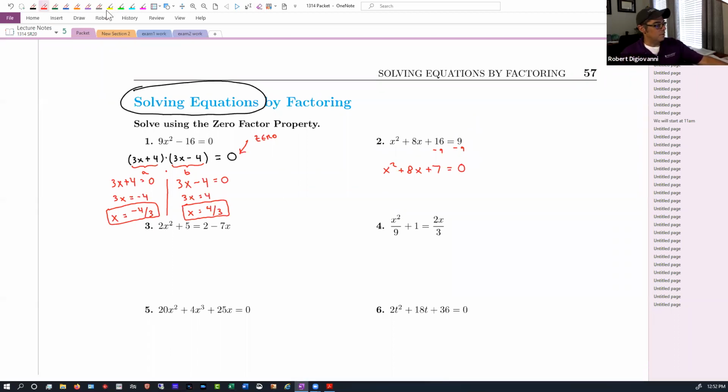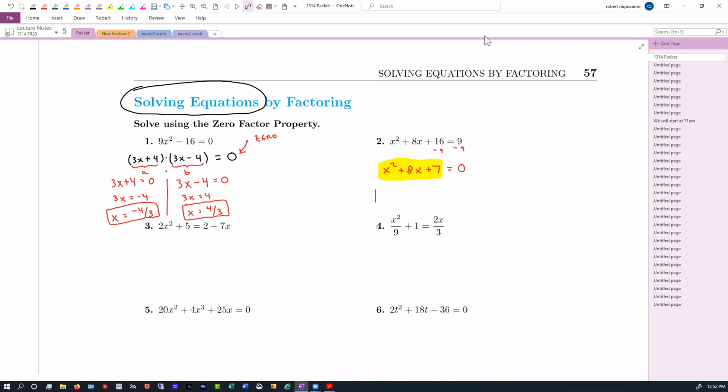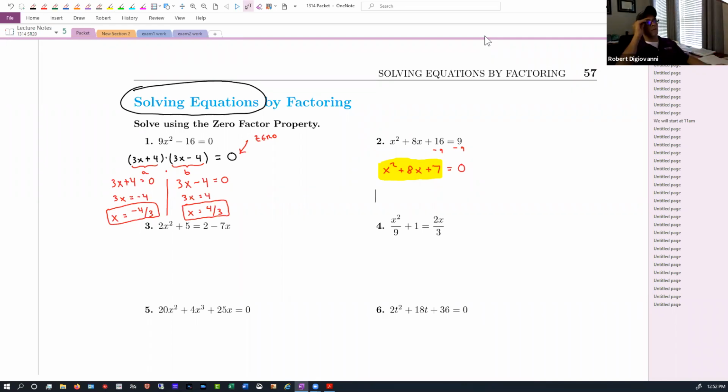The problem though is that what's here in yellow is not factored. It's not something times something. So I can't use the zero factor property. I must turn it into something times something. But this is where we go through and do the procedure that we just learned, which is to factor, right? So do we have a GCF on the left-hand side? No. How many terms do we have? 3. Okay, so this is where you do your AC method.